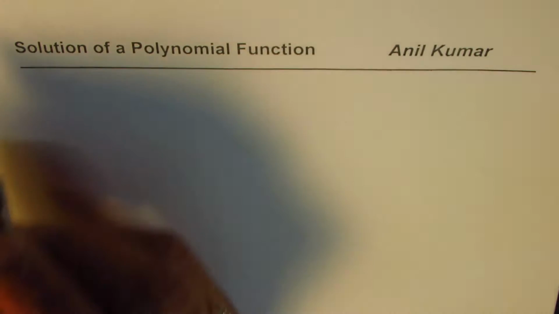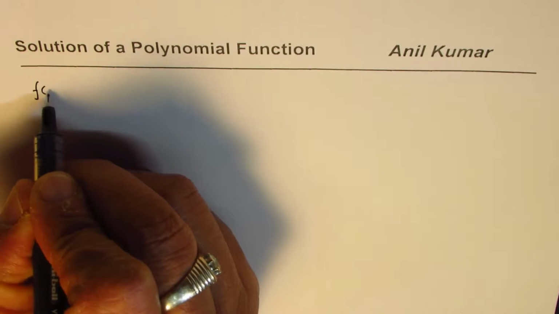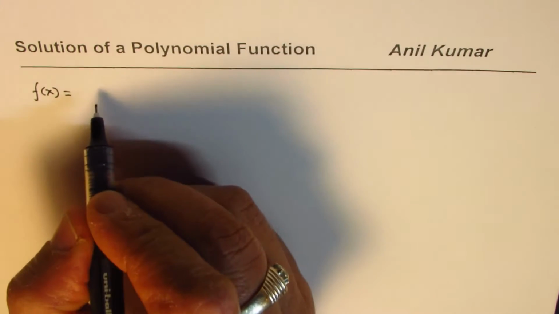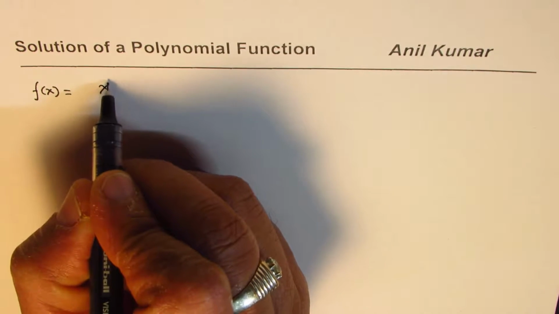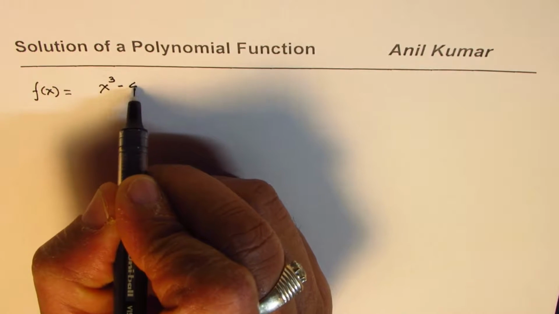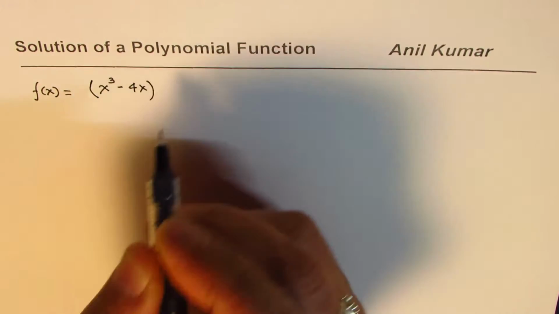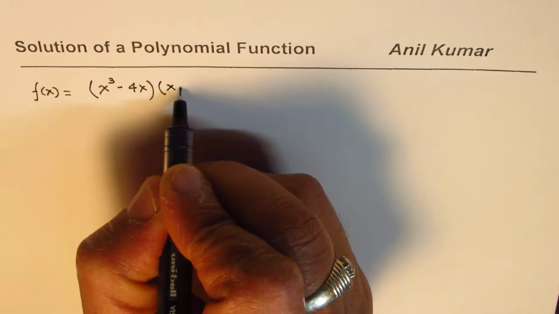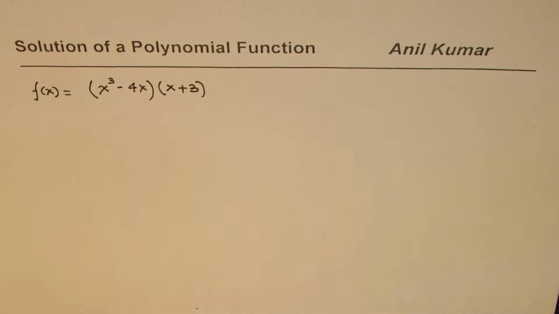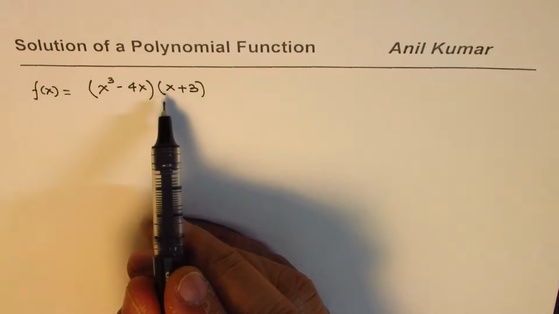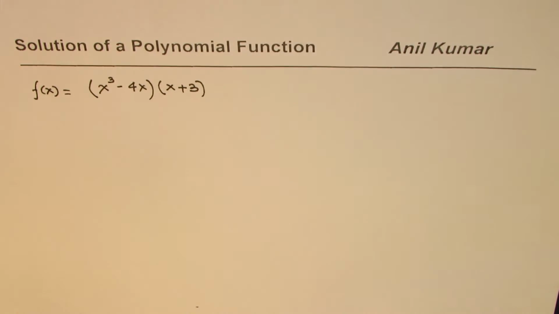So let me begin with taking an example. Let f of x be a polynomial function, let us say x cubed minus 4x times x plus 3. So let's take a simple example. This is a polynomial, x cubed minus 4x times x plus 3. This polynomial is given to you and you need to find the solution of this polynomial. Now how to go about it and what does it really mean?